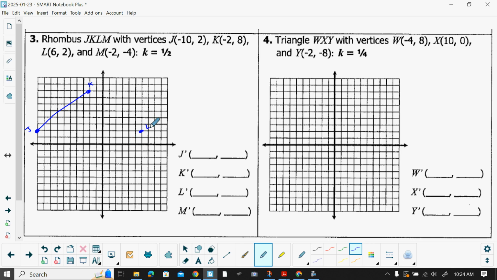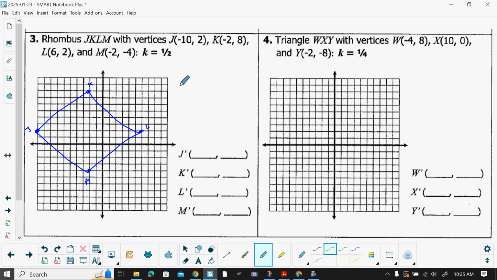There's L. And M, negative 2, negative 4. Negative 2, 1, 2, 3, 4. M. So we'll connect those dots, we'll connect these dots, and then we'll connect those dots. All right, so there's our shape. This time it's a rhombus. My lines are a little bit off looking, but that's where it's at.